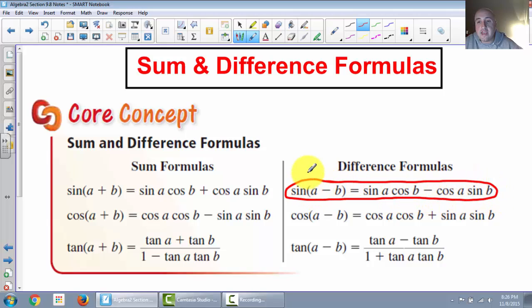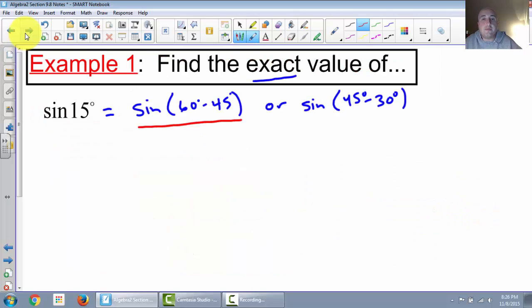Okay, so the A is 60 and the B is 45. What I'm going to do is take sine of A, cosine of B, minus cosine of A, sine of B. I'm going to rewrite this.